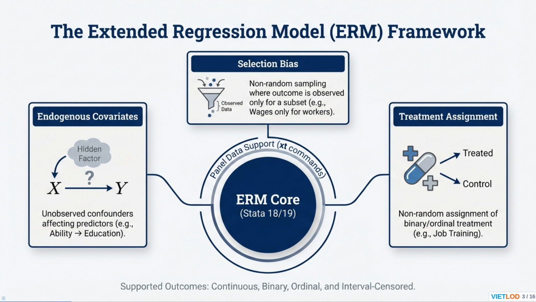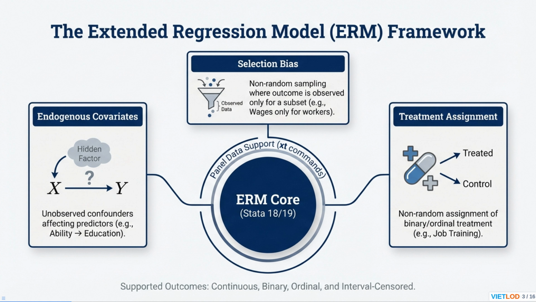This slide provides a high-level overview of the Extended Regression Model, or ERM, framework in Stata 18 and 19. At its center is the ERM core, which integrates seamlessly with panel data through XT commands. The framework is designed to handle three major economic challenges simultaneously. First, endogenous covariance, where unobserved confounders like ability affect predictors such as education.